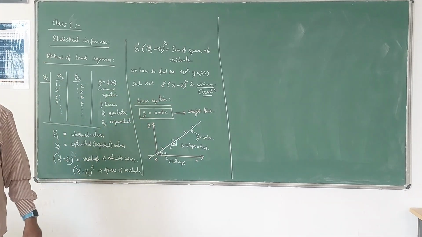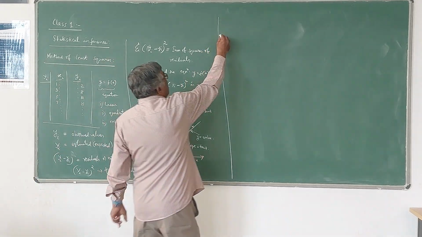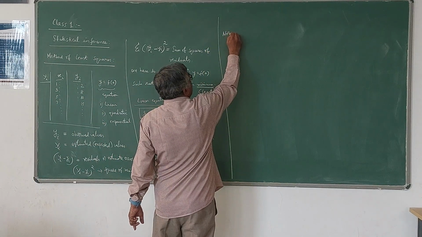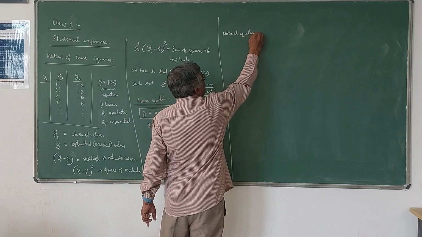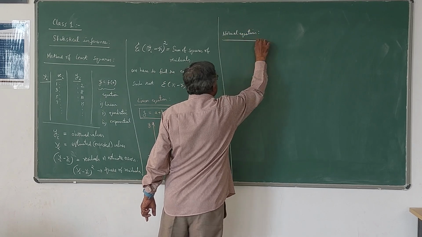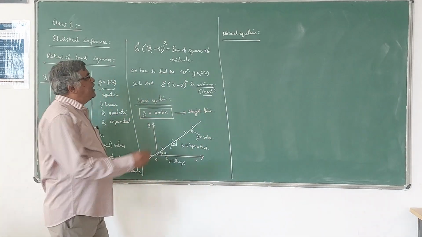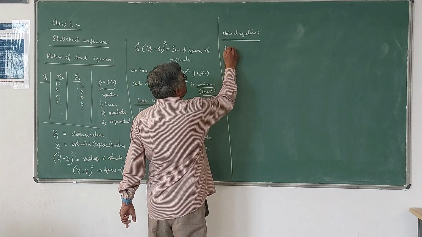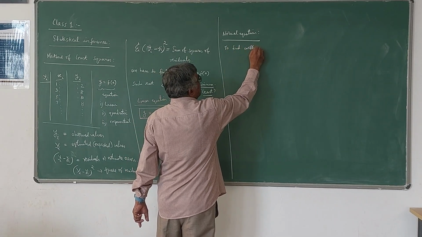Now I will take up a problem. To get the equation of this type, we have something called normal equations. So let us not worry about the derivation of these normal equations. To get the coefficients a and b, we need two equations.